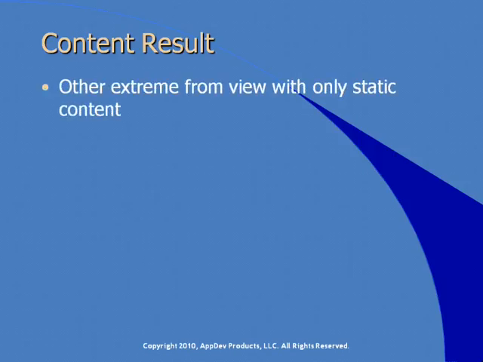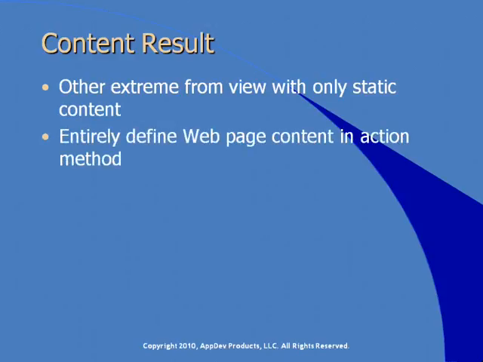At the other extreme from a view that consists entirely of static content, you can also use a content result object to entirely define the content of a web page within an action method. Now, strictly speaking, this isn't a feature of MVC views, since there's really no view involved in this technique. But when you need to create a web page that has to be entirely dynamic, this is a good option.